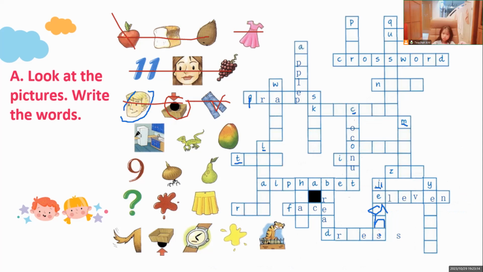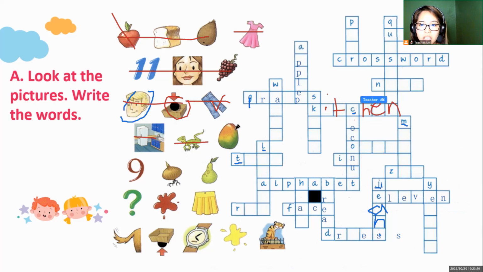This is a key. Key. K. Kitchen. Okay, kitchen. Now, what's this? L. Lizard. Very good. Okay, now what's this? It's a mango. Nice. Where can I write mango? Help me, Zoe. Very good. M-A-N-G-O.